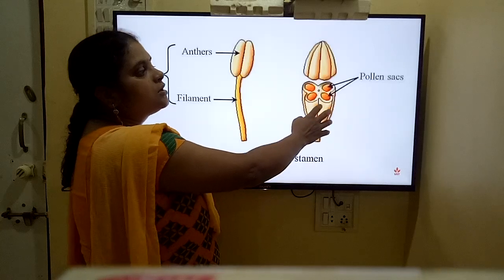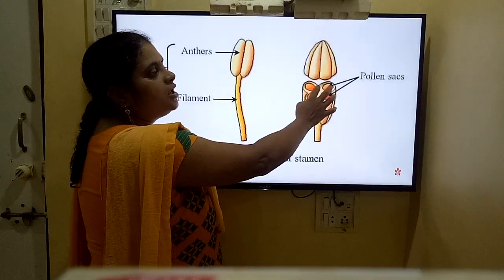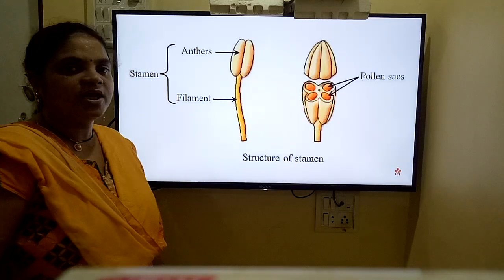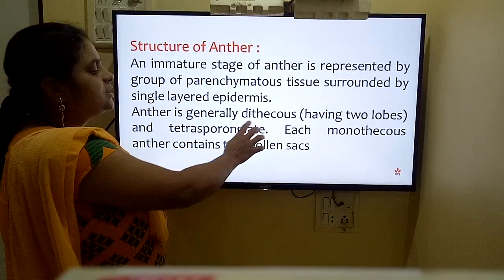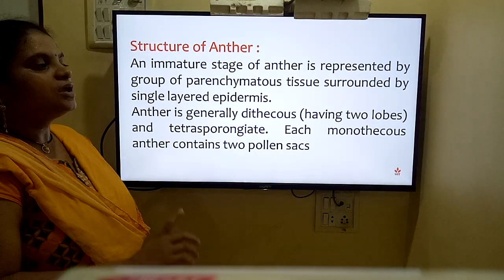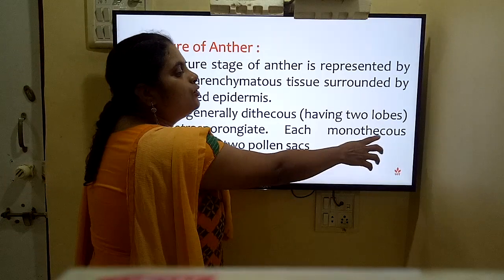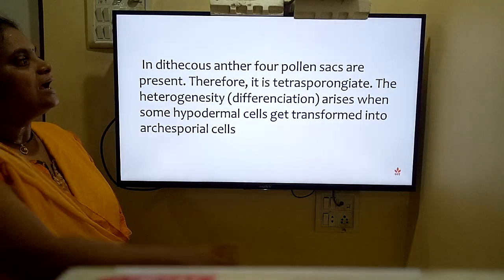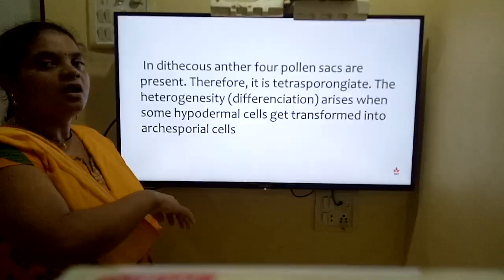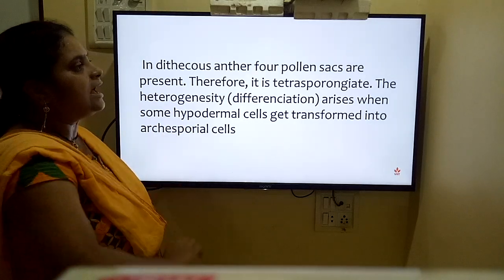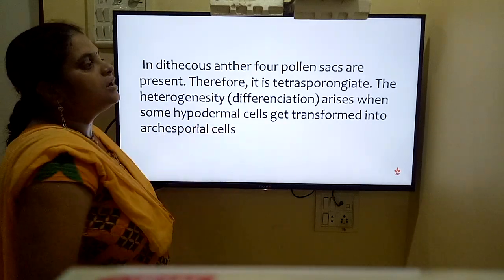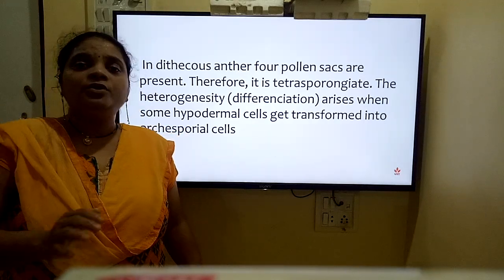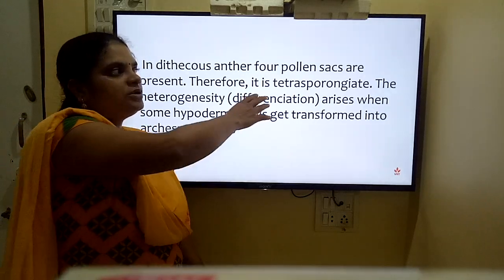And how many of these are there? 1, 2, 3, 4. Mono, di, tri, tetra. So that's why tetrasporangiate. So anther is what? Dithecous and tetrasporangiate. If it is a single lobe, then it is monothecous. So monothecous possesses 2 pollen sacs. Dithecous possesses 4 pollen sacs, as I earlier showed in the diagram. Therefore it is tetrasporangiate. So this is all about the mature anther.